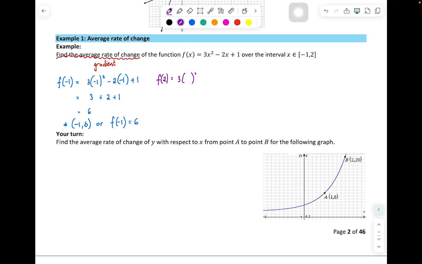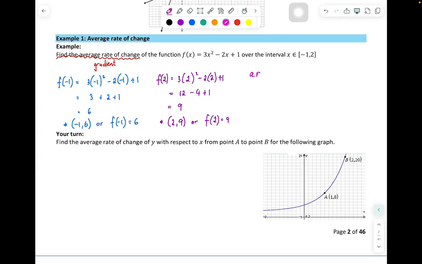Okay, so in this second one here, I made a little mistake. We want to substitute x equals 2 and find out what the y value is. Now we've got both of our coordinates. We can calculate the gradient or the average rate of change.